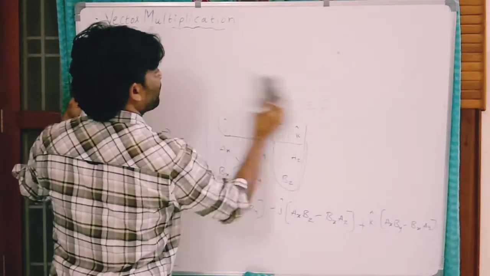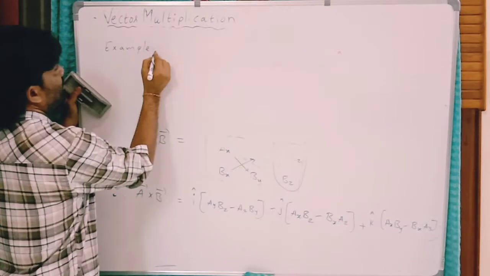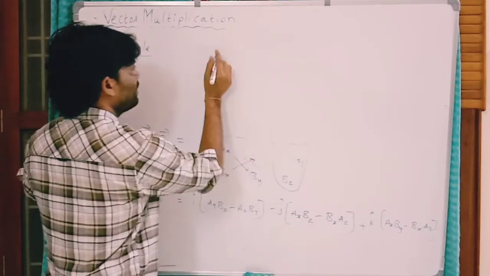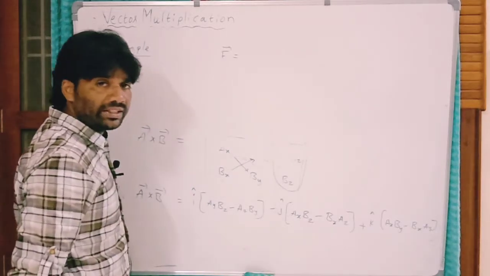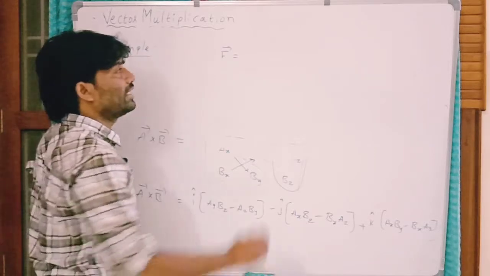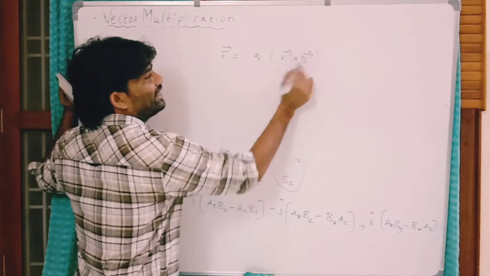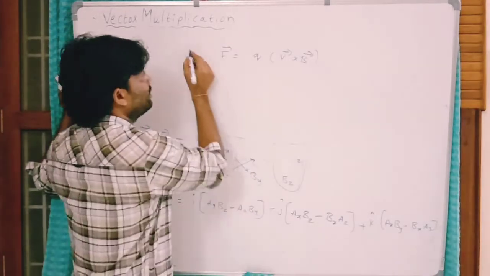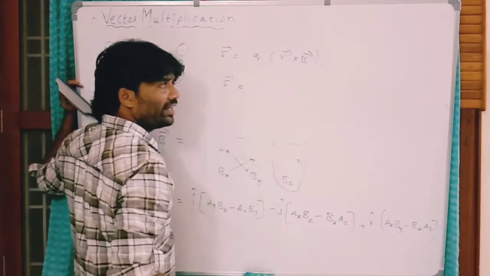Examples of cross product. I think in 10th class you have studied the force acting on a charged particle moving with certain velocity V in a magnetic field is QVB sin theta, which is Q of V cross B. So VB sin theta means V cross B. This is the best example for cross product.